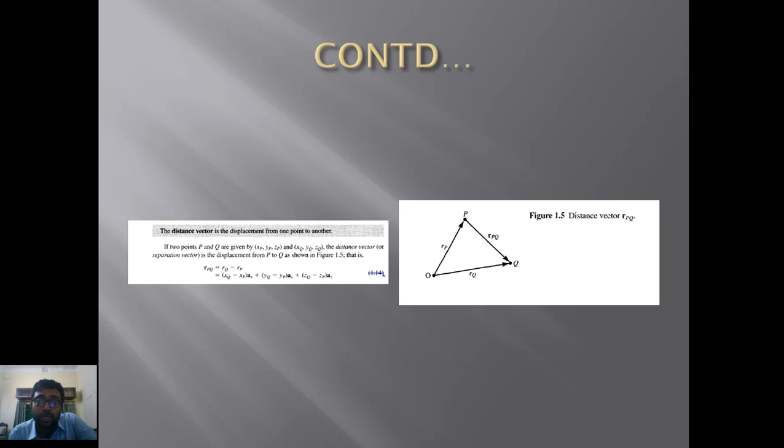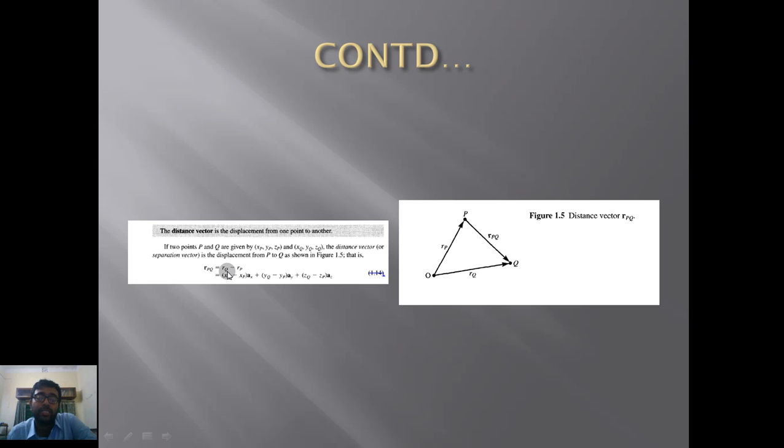So if you have to calculate a displacement from one point to another, what will we do? If two points P and Q are given by x_p, y_p, and z_p, and x_q, y_q, and z_q, the distance vector or separation vector is the displacement from P to Q, as shown in figure 1.5. That is, r_pq is r_q minus r_p.